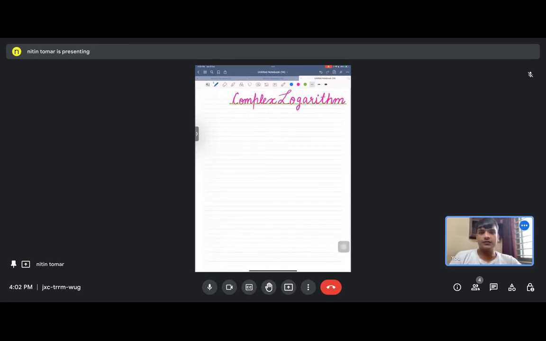In today's session, we are going to discuss complex logarithm and problems related to it. So let's start with a given complex number, and we know it has a polar form, right?